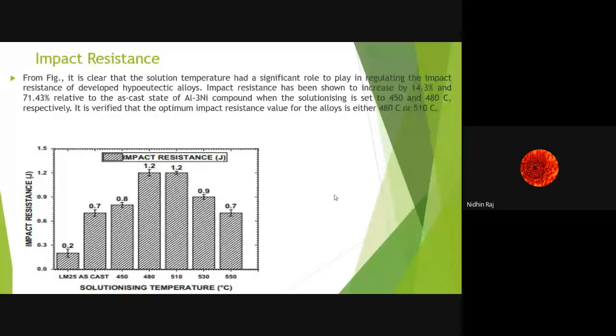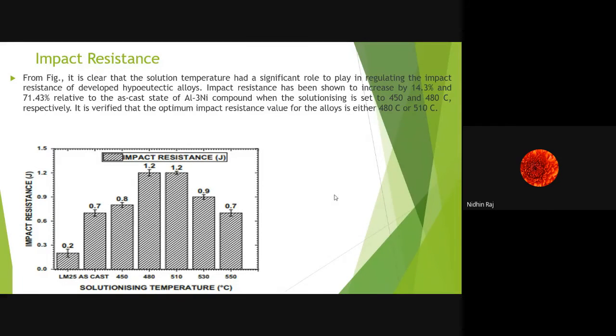From the figure, it is verified that the optimum impact resistance value for the alloy is either 480 or 510 degrees. So that is another finding that we could make out from this. The optimum impact resistance value for the alloy studied, that is the aluminum, silicon, magnesium, 3 nickel combination, is actually 480 or 510 degrees Celsius. So that was another finding that we could make here.